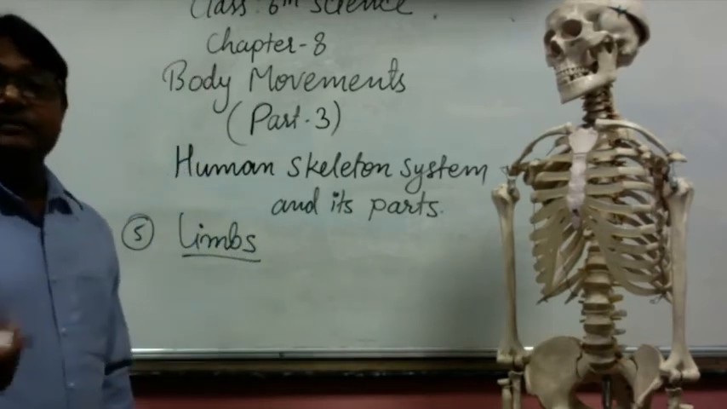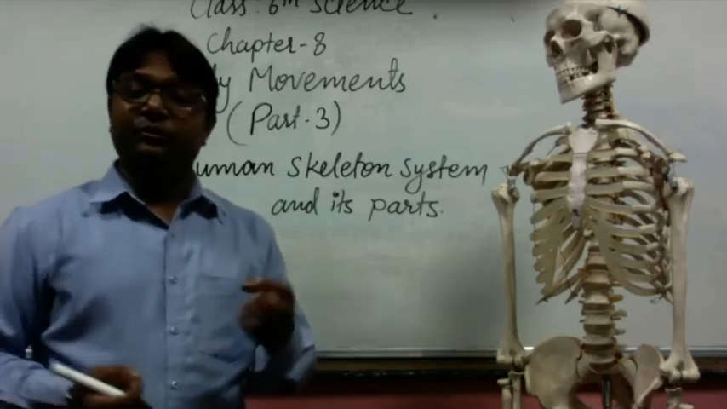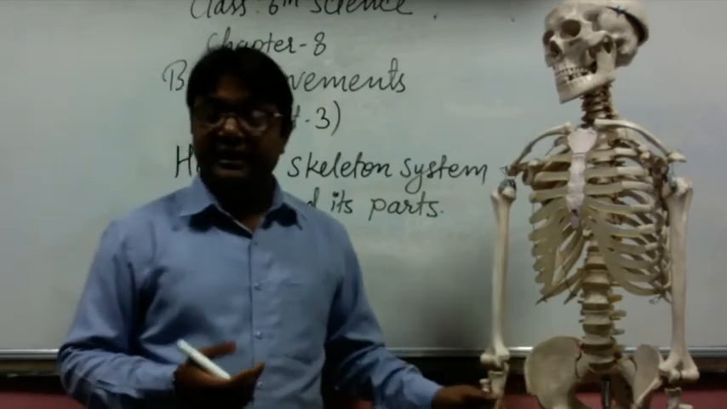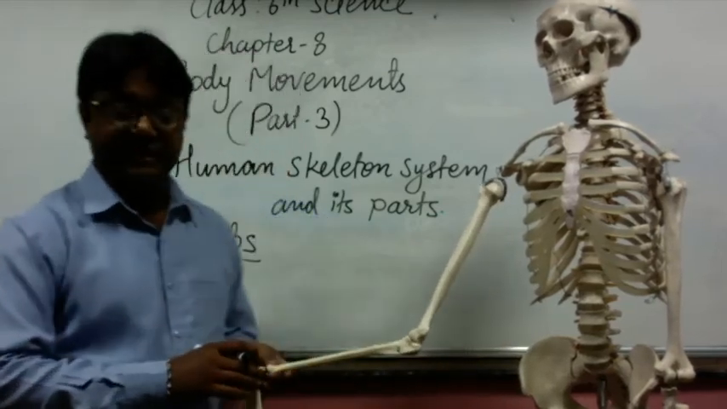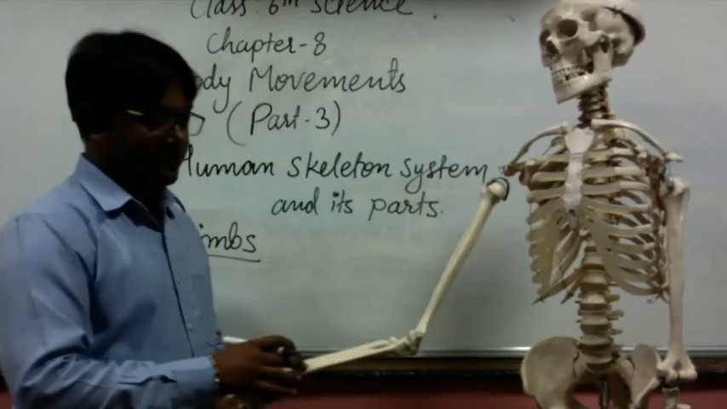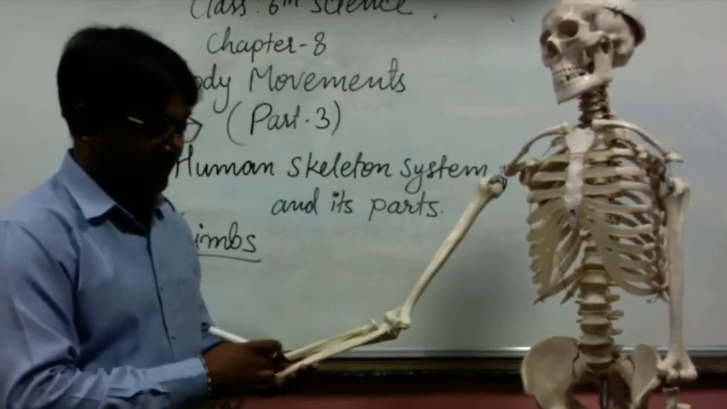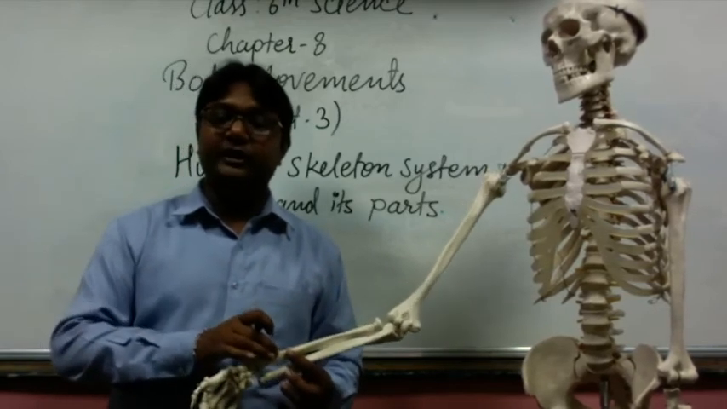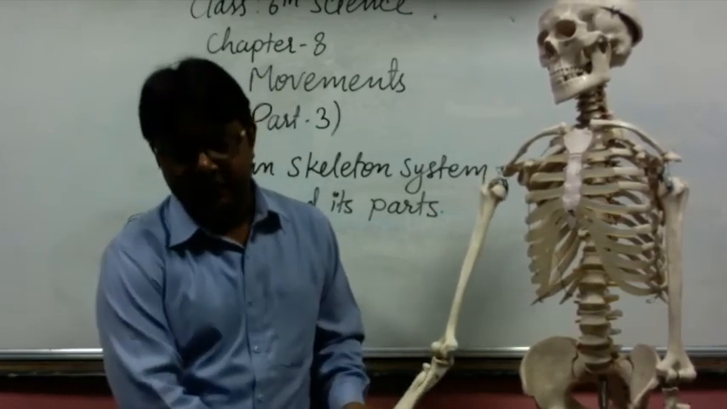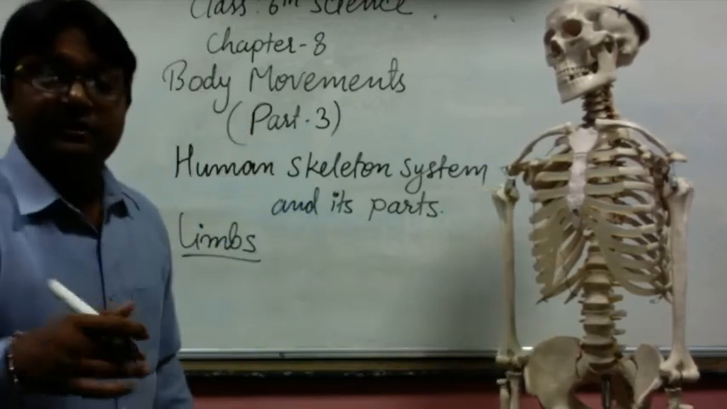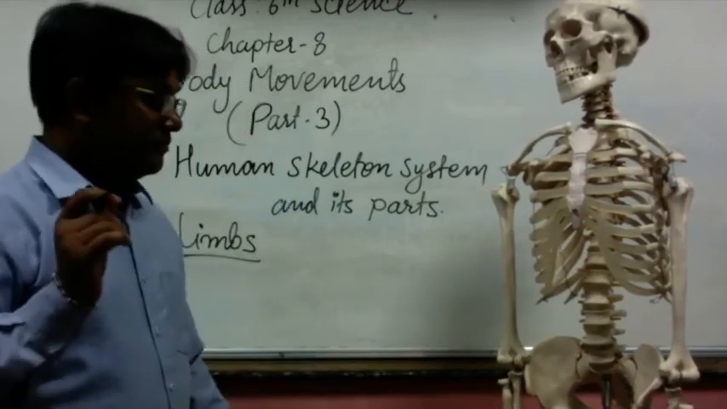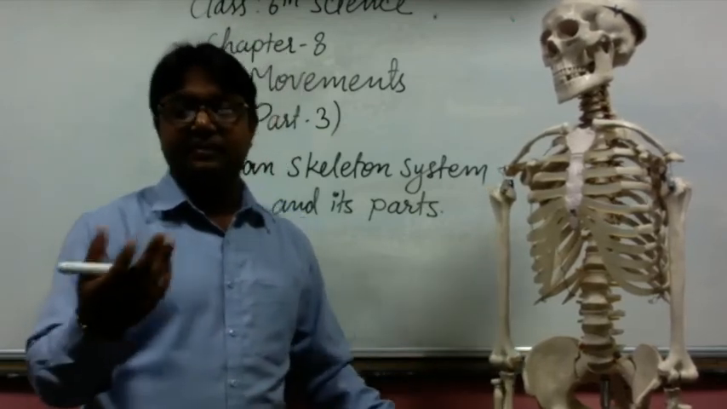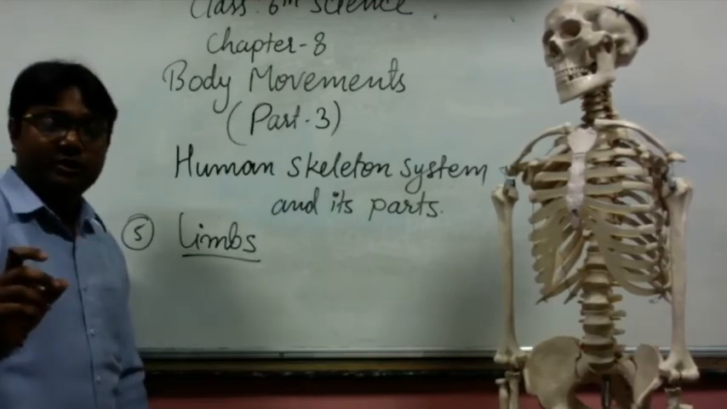So student, these limbs also help in the working of the human body, and these limbs have bones present in them. In the forelimbs, you can see here, two bones are available. One is a thick bone, another is a thin bone. These bones are named ulna and radius. Radius is the big one and ulna is the short one.